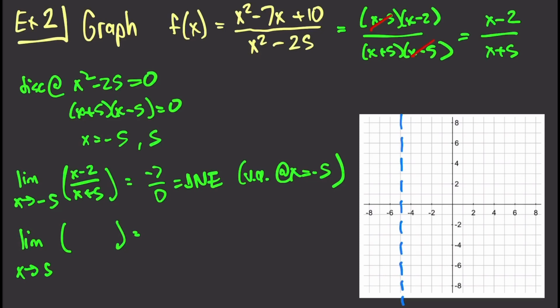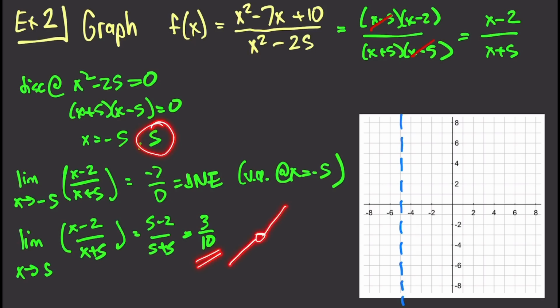Okay, well, let's find the limit now as x approaches 5. So I have x minus 2 over x plus 5. Plug in a 5. That's 5 minus 2 over 5 plus 5. 3 over 10. So what does that tell me? That tells me that my function has discontinuity, but the limit exists. So I have a hole in the function. Okay, so that's going to be a hole at x value of 5, y value of 3/10.